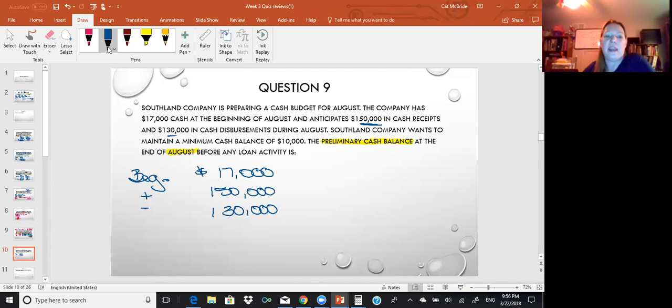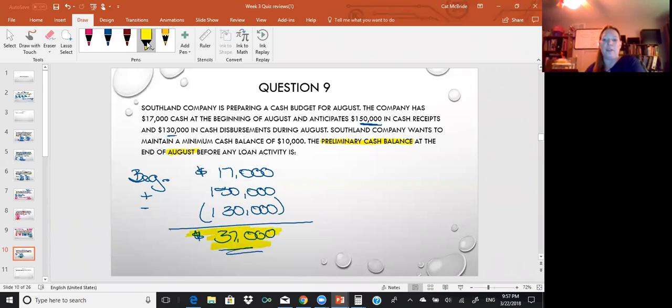Southland Company wants to maintain a minimum cash balance of 10,000. So our preliminary cash balance is going to be $37,000. The loan amount doesn't matter here because we're asked for the preliminary cash balance before any loan activity. However, even if we were looking at the loan amount, would we do anything with the loan this month? No. We might repay some, but we're not going to borrow any, right? Because we have more than $10,000. That one was simple.